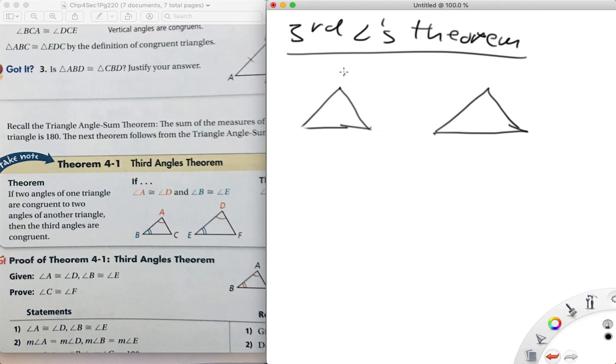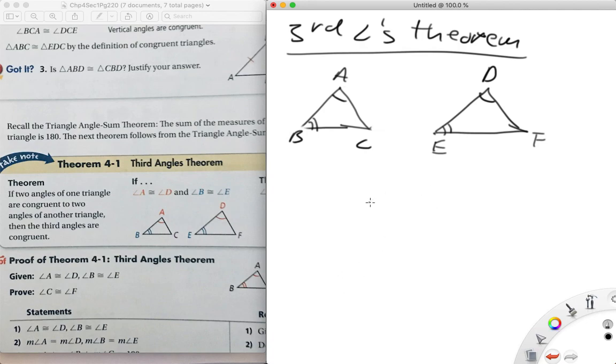I'm going to write it all different. A, B, C, D, E, F. A and D are congruent. B and E are congruent.